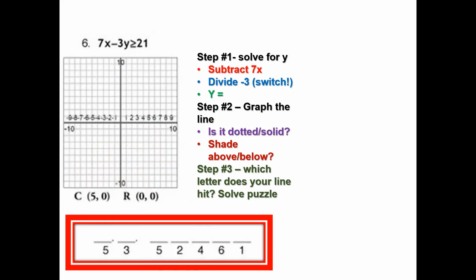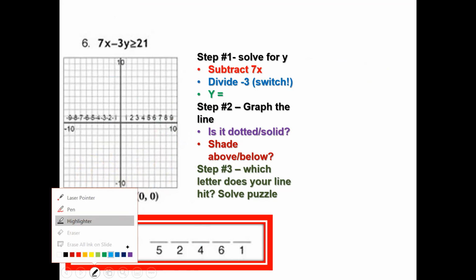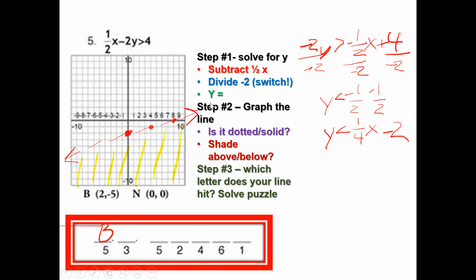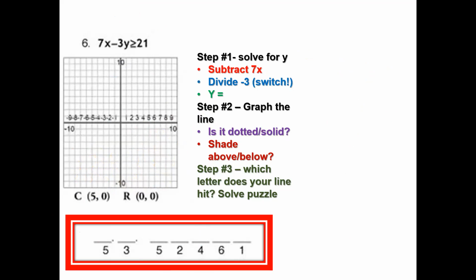All right, I'm going to go ahead and skip over to number 6. So you guys go ahead and do number 5. Pause the video for number 5. Here's your answer for number 5. So take a look at it. But I'm going to go ahead and do number 6.